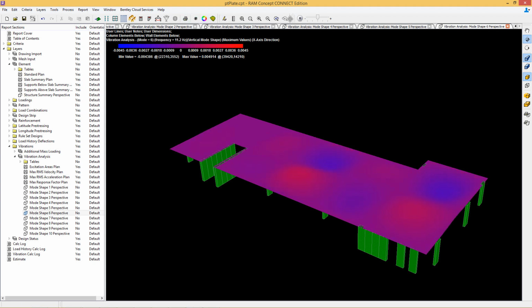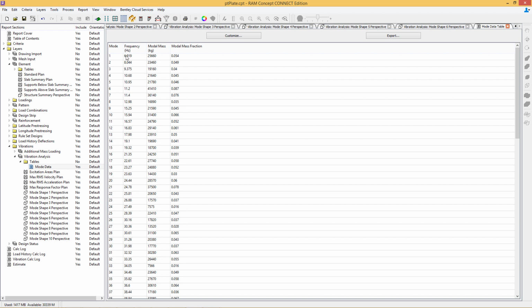We can go look at the table for the mode data, and we can see that our fundamental frequency is about 6.9 Hertz, and it looks like the first 8 modes are probably all subject to resonance. We definitely need to do a resonant analysis on this slab. In fact, it's already been done. We'll look at the results in just a minute.